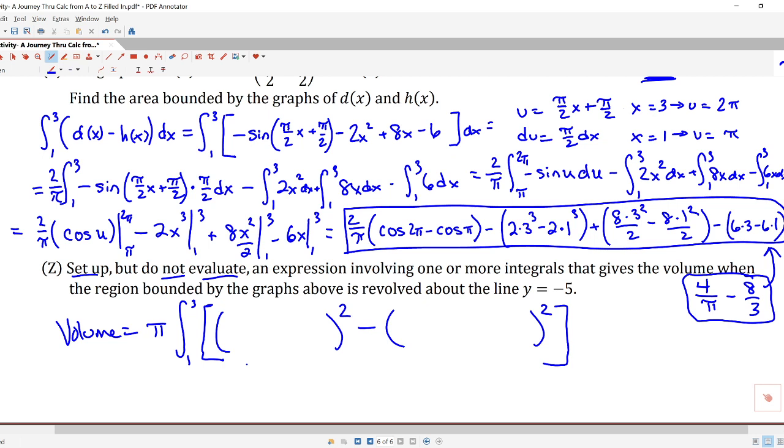So since in this case the function is on top, we want d of x minus the line. And then the same thing here, h of x minus the line. That's all that you'd have to do here. You'd have to throw on the dx at the end, and that's done.